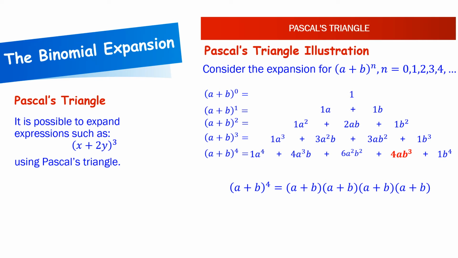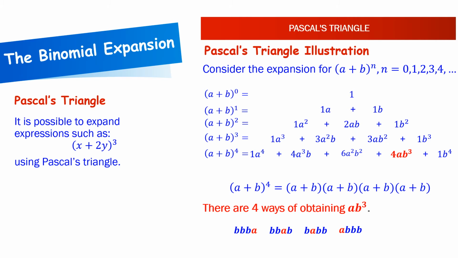Let's now consider 4ab cubed. How do we obtain the 4? Or how many different ways are there of obtaining ab cubed? We can either do bbba or bbab or babb or abbb. So there are 4 ways of obtaining ab cubed.